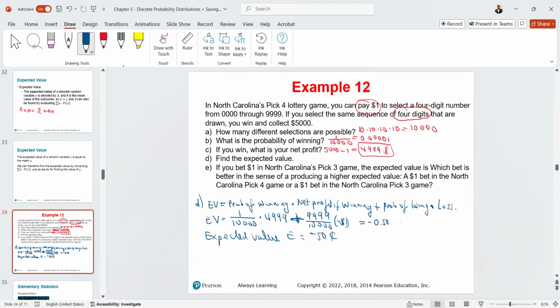Now, the last question is a little bit subjective. If you bet $1 in North Carolina's Pick 3 game, the expected value is... which bet is better in the sense of producing a higher expected value: a $1 bet in North Carolina Pick 4 or a $1 bet in Pick 3? Pick 4 and Pick 3 are going to be very close. So it's neither, because both bets have around the same expected value. We're going to say it's neither.